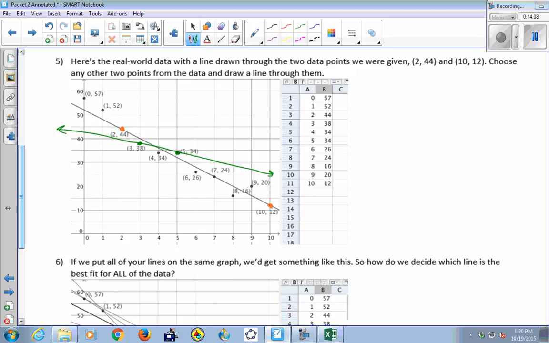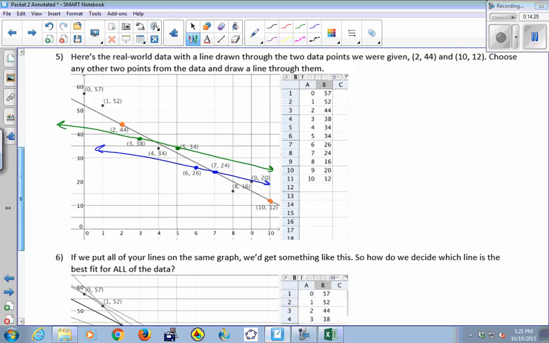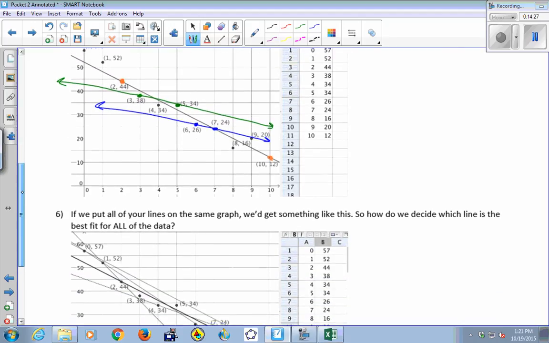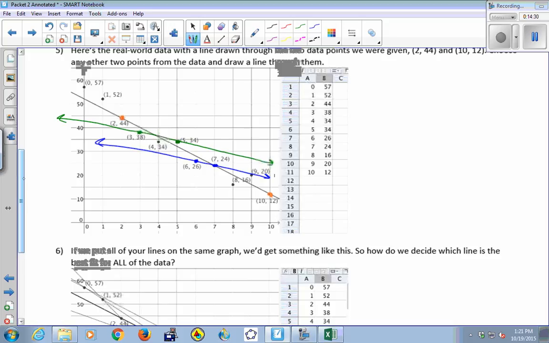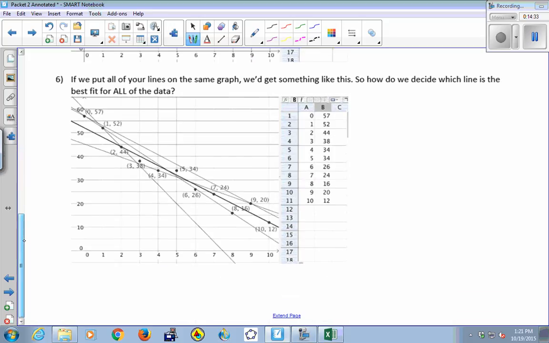Or I could pick 626 and 724, right? Another totally different looking line from either of the 2 I have already. So if every person in the class picked their own 2 points and drew a line through them, and we put them all on the same picture, we'd get something like this. We have a crazy mess, jumble of lines, right? So how do we decide which of all these lines is the best fit for all the data?